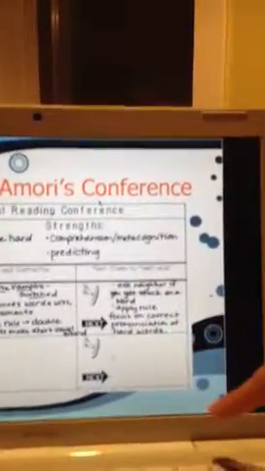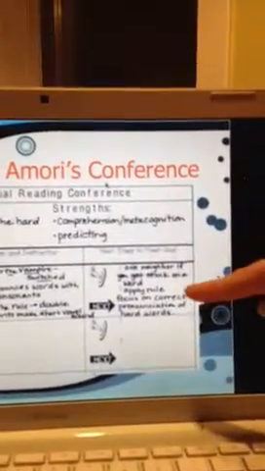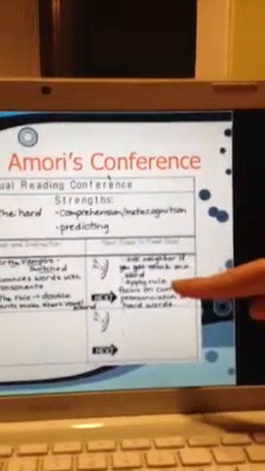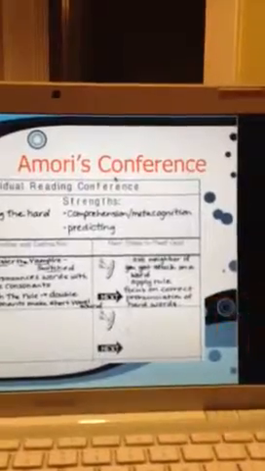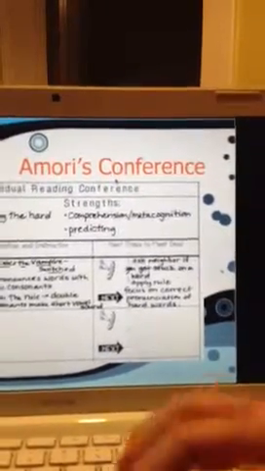If she gets stuck on a word that she can't read, he suggested that she ask a neighbor. And then he also wants her to apply that rule of the double consonant in order to read those words correctly.